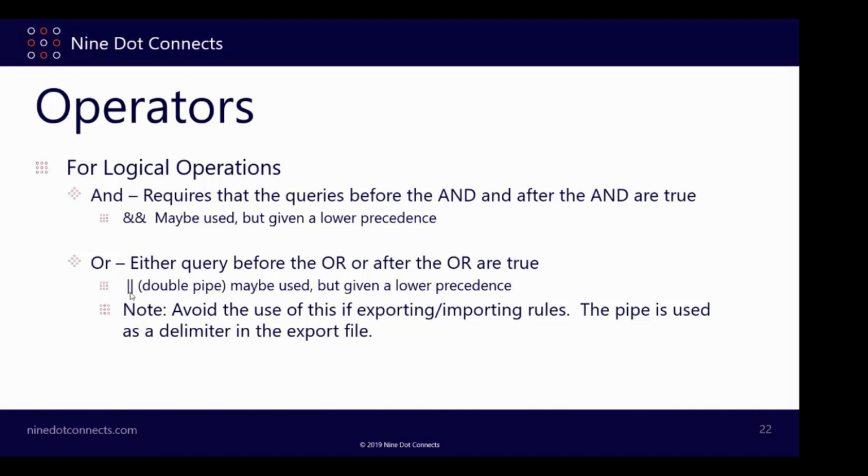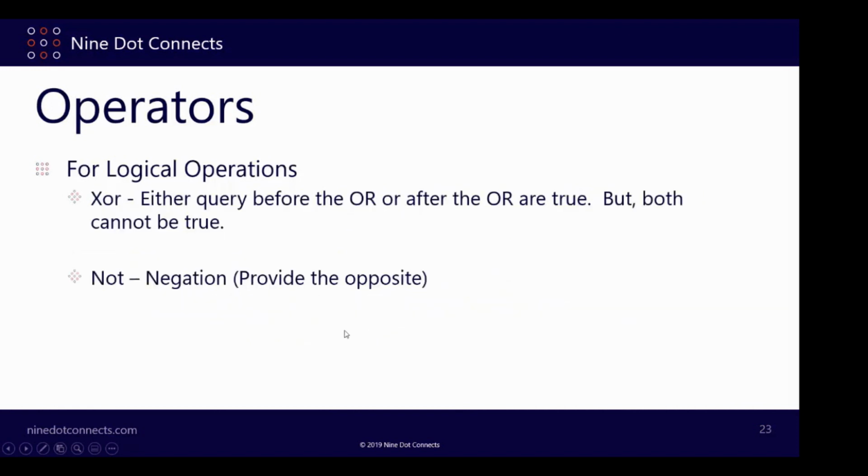That's something I did find in the bug crunch, so be aware of it. If you can try to avoid the double pipe, all the better. And if you can't avoid it, be very careful about importing and exporting your rules. There's also an exclusive NOR if you want to use that as well. And you can also use not.